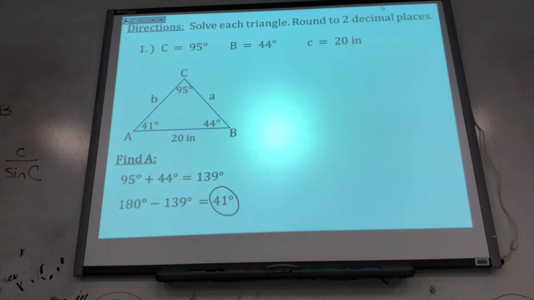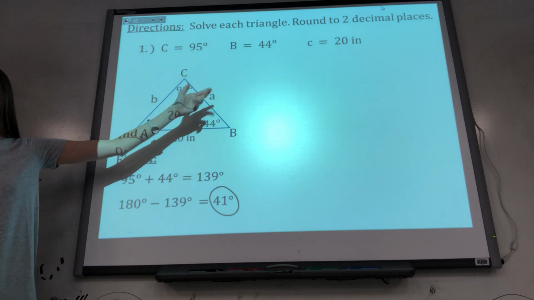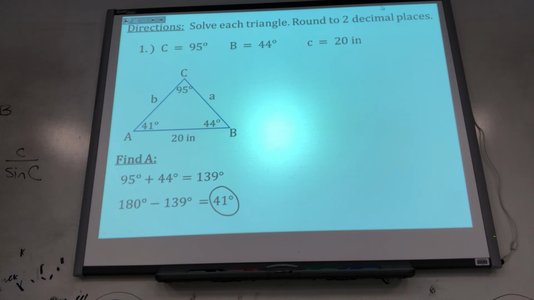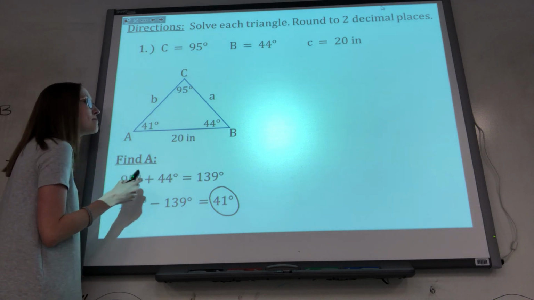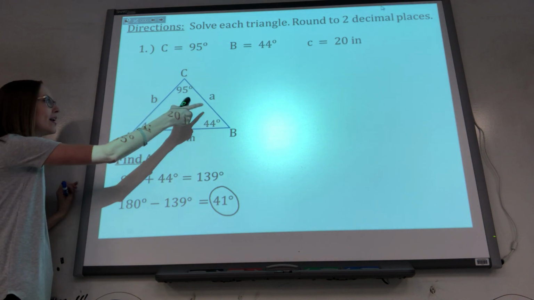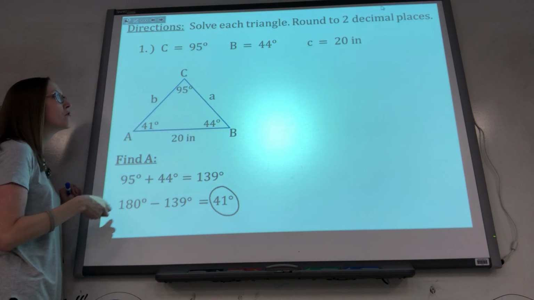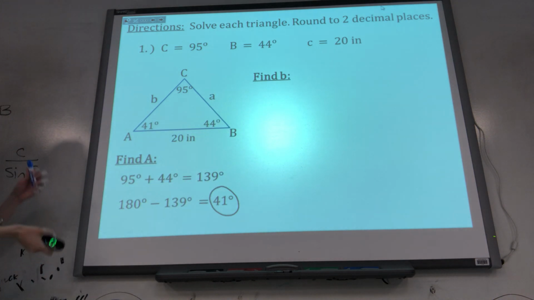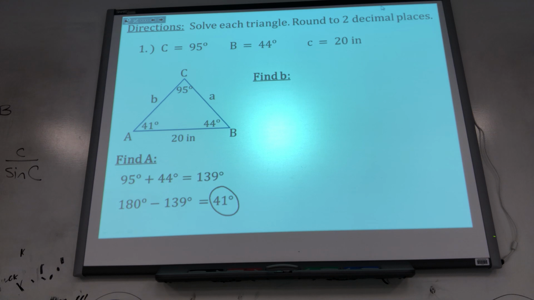Okay, now we still have to find little b and little a. It really doesn't matter which one you find next. Sometimes it matters, sometimes it doesn't matter. I'm going to tell you, in this problem, where we're at right now, it really doesn't matter which one you find next. I went with side B next, but again, you should get back the same answer even if you go for side A next.